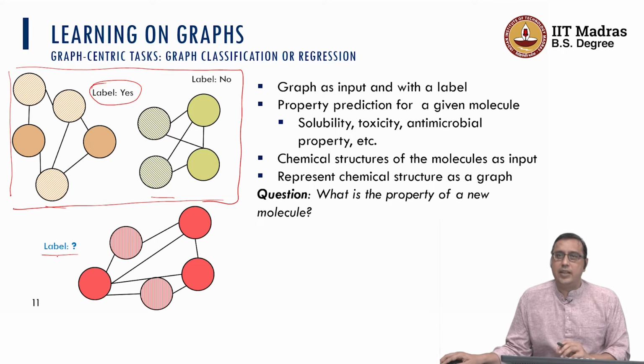So graph classification or regression are widely used for many applications, and property prediction is one of the major users of those kinds of tasks.